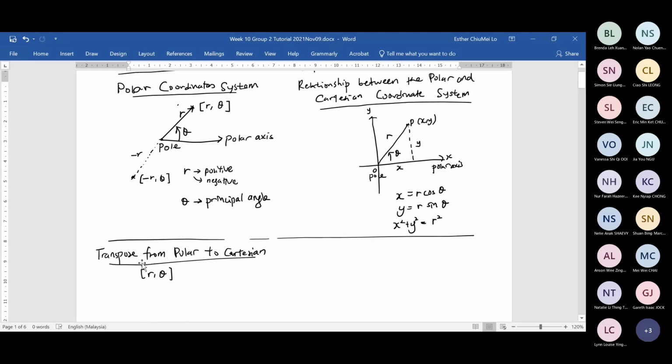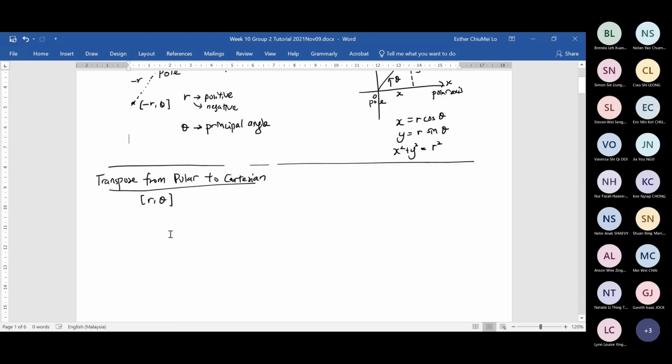If we transform from polar to Cartesian, where polar is represented by r, theta in square brackets, we can write down the formula, where x equals r cos theta and y equals r sine theta.